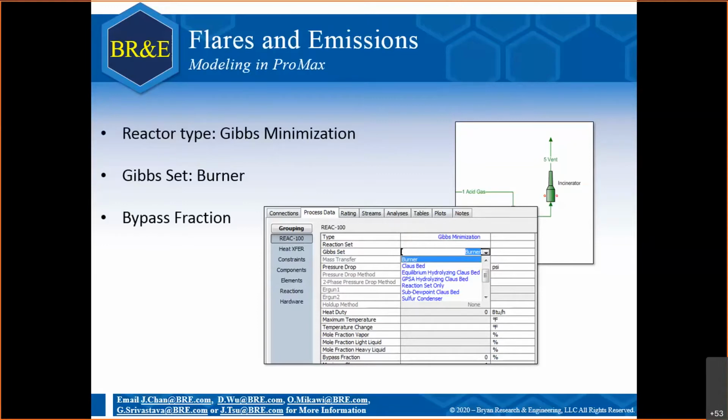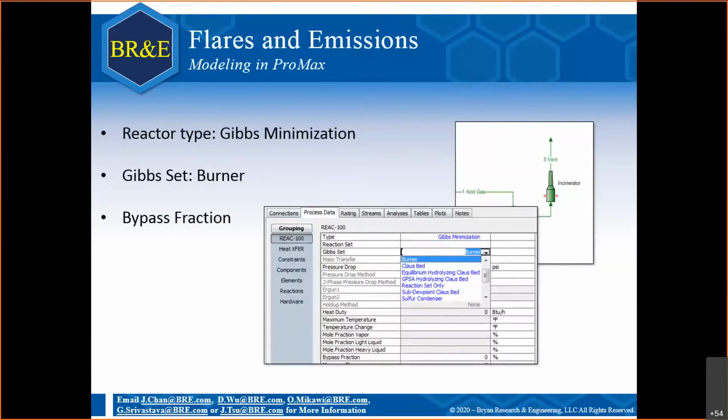Continuing down on the screenshot, you'll notice that there is a bypass fraction as well. What this bypass fraction does is that it represents how much of our reactants go through the reactor without reacting. And this means that if I specify a 2% bypass fraction, that will be the same as 98% equilibrium conversion or combustion efficiency.